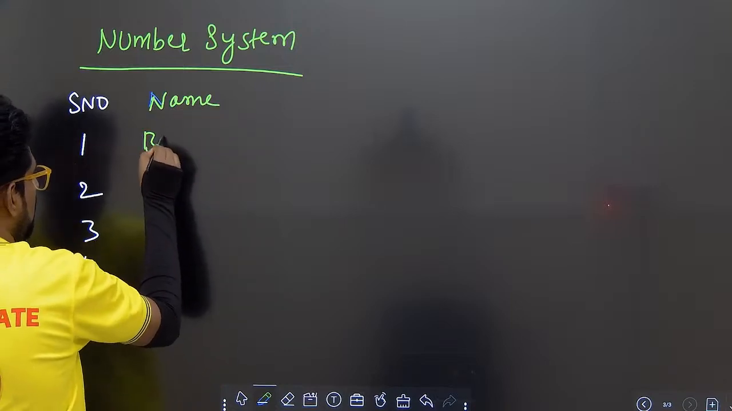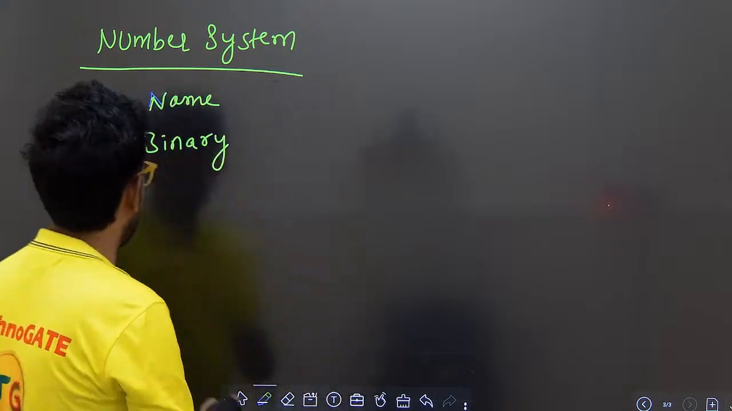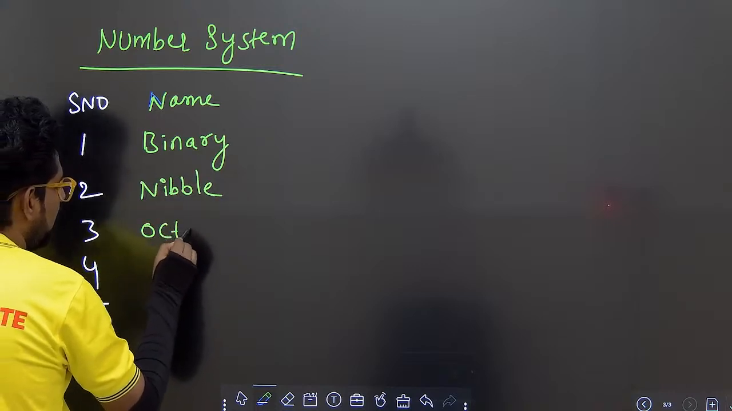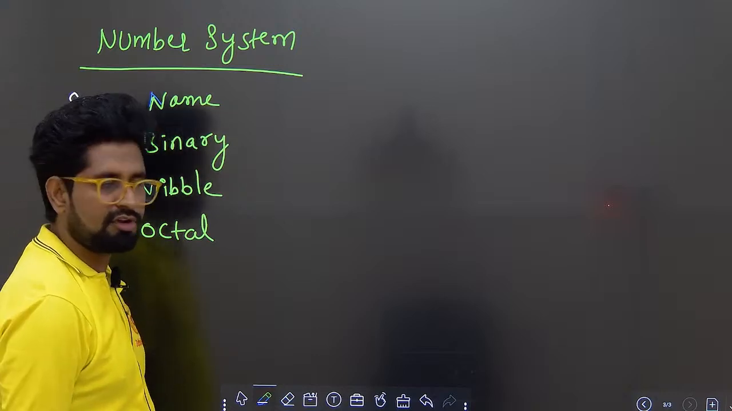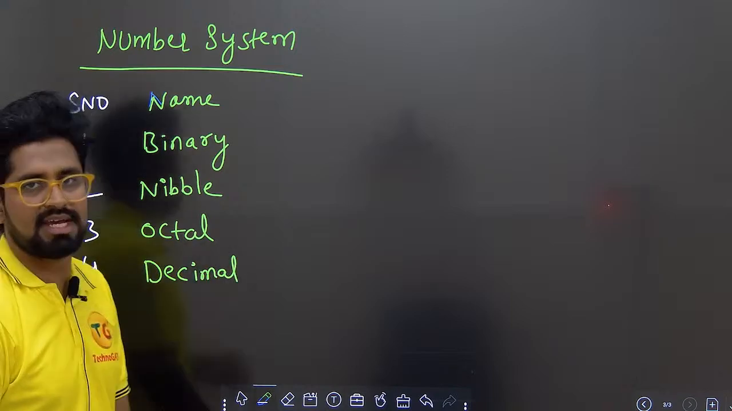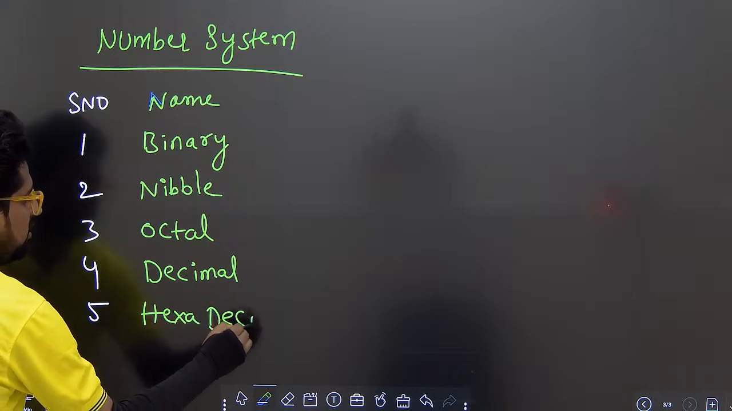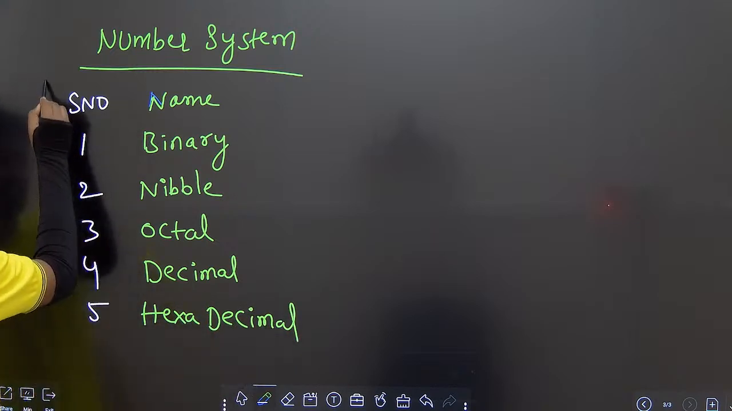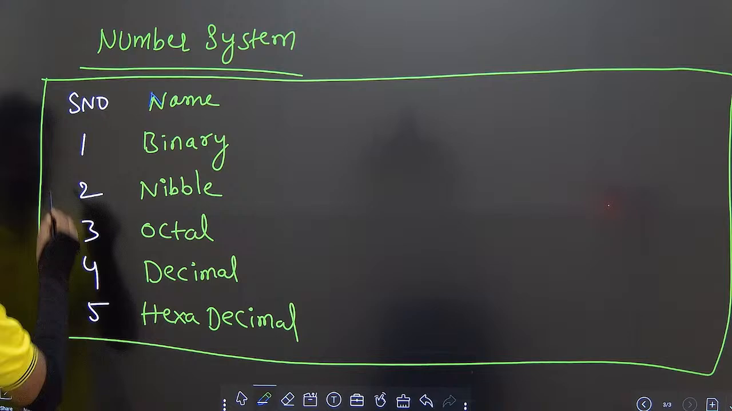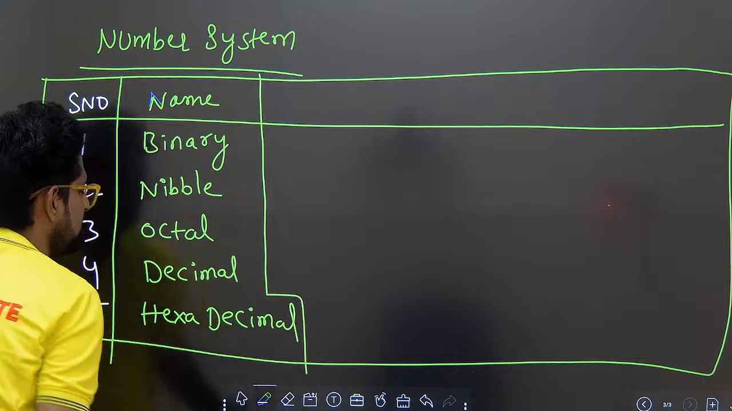So first one I told binary number system, second one nibble number system, third one octal number system, fourth one decimal number system, and next one hexadecimal number system. Alright, these all are the various number systems that we are going to use in the digital. Okay, then serial number, name of the number system is over.